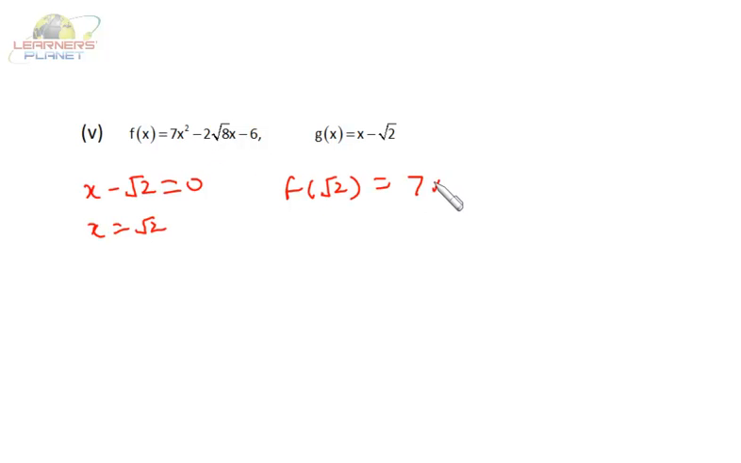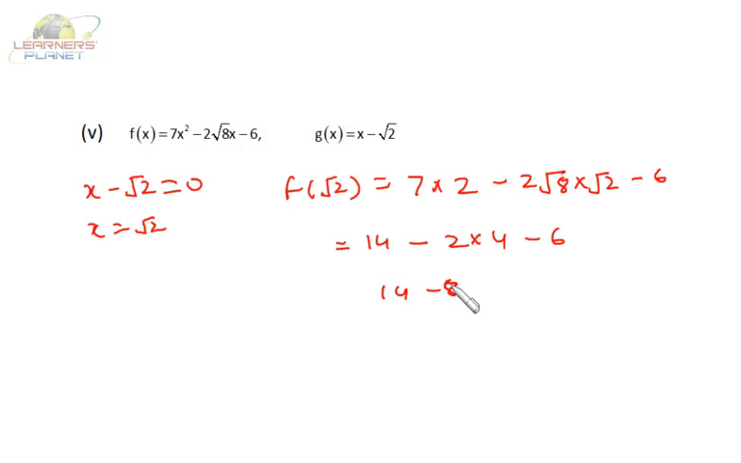So 7 into root 2 square will be 2, minus 2 root 8 into root 2 minus 6. So it's 14 minus 2. Root 8 into root 2 is root 16, and if root 16 comes out, it will be 4, then minus 6. Okay, so it's 14 minus 8 minus 6, that is 0. So f of root 2 is 0. That means x minus root 2 is definitely a factor of 7x square minus 2 root x minus 6. I hope you are clear.